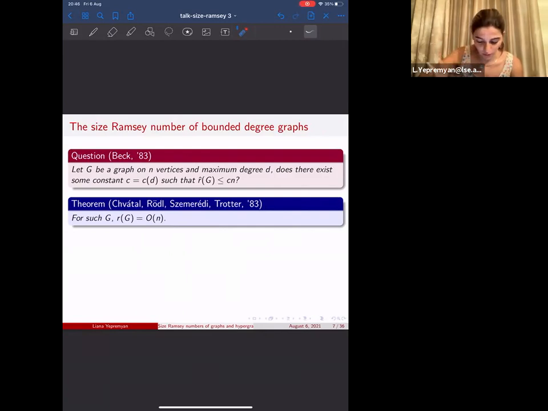And the answer, so first of all, this is a reasonable thing to think about. Why is this something that we might have expected to be true? A theorem by Chvátal, Rödl, Szemerédi and Trotter from the '80s shows that for such graphs G, the normal Ramsey number is actually linear. So we already know that the size Ramsey number for such graphs is at most of order n squared.